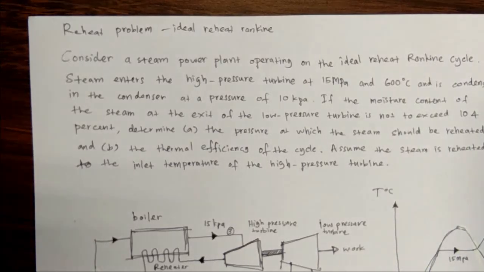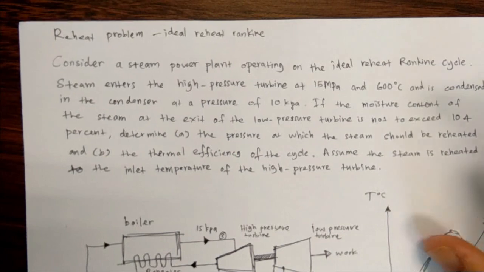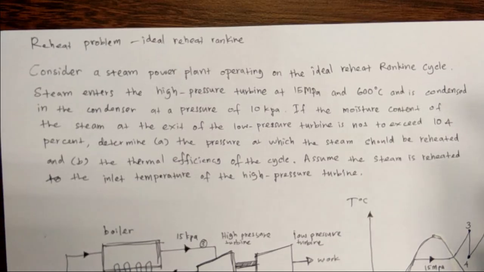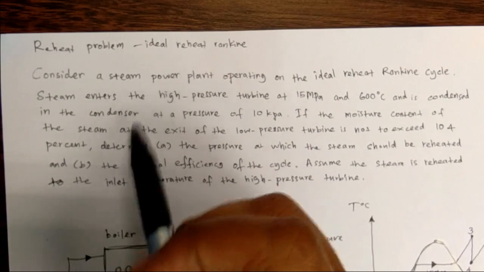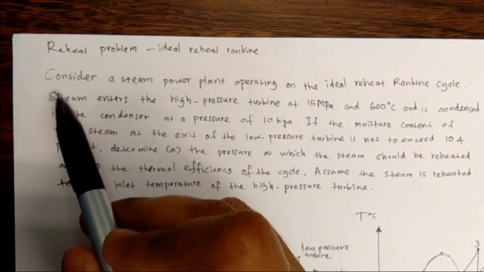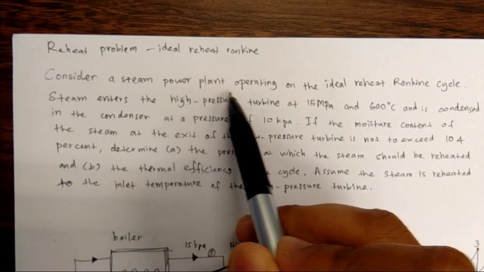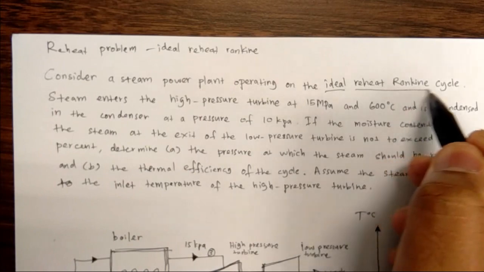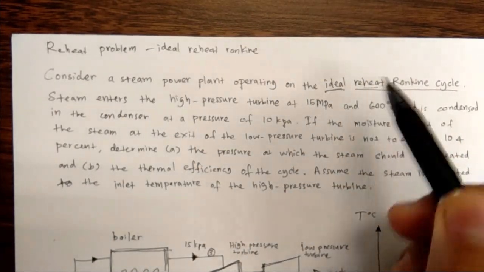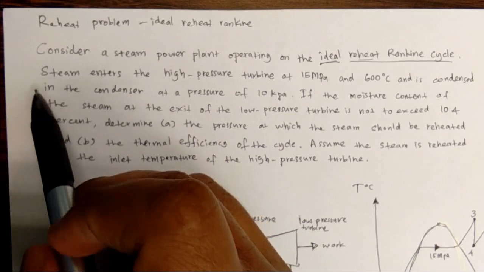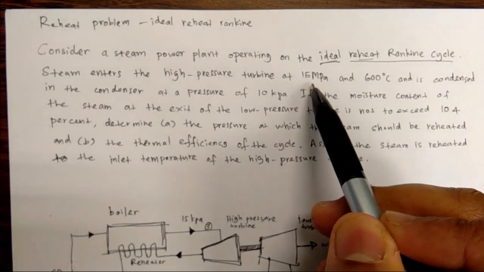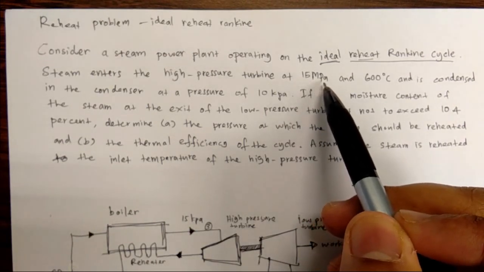Hi guys, as promised, we are going to have an FOC session for the reheat problem, or we can call it the ideal reheat Rankine cycle. In this case, we use ideal. Okay, let's look at the question here. Consider a steam power plant operating on the ideal reheat Rankine cycle. Ideal and reheat. Okay. First, steam enters the high pressure turbine at 15 megapascal.